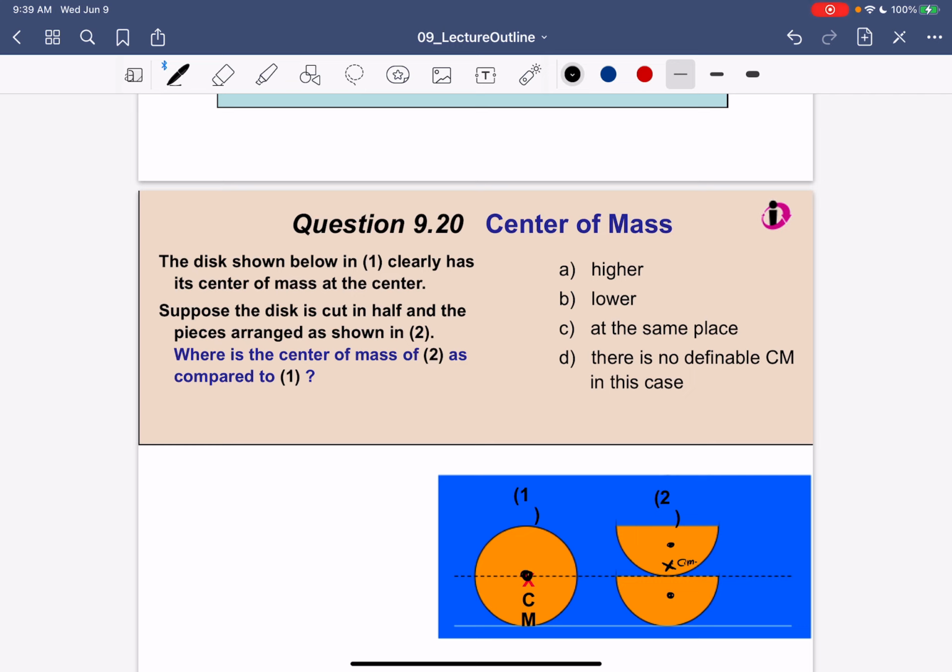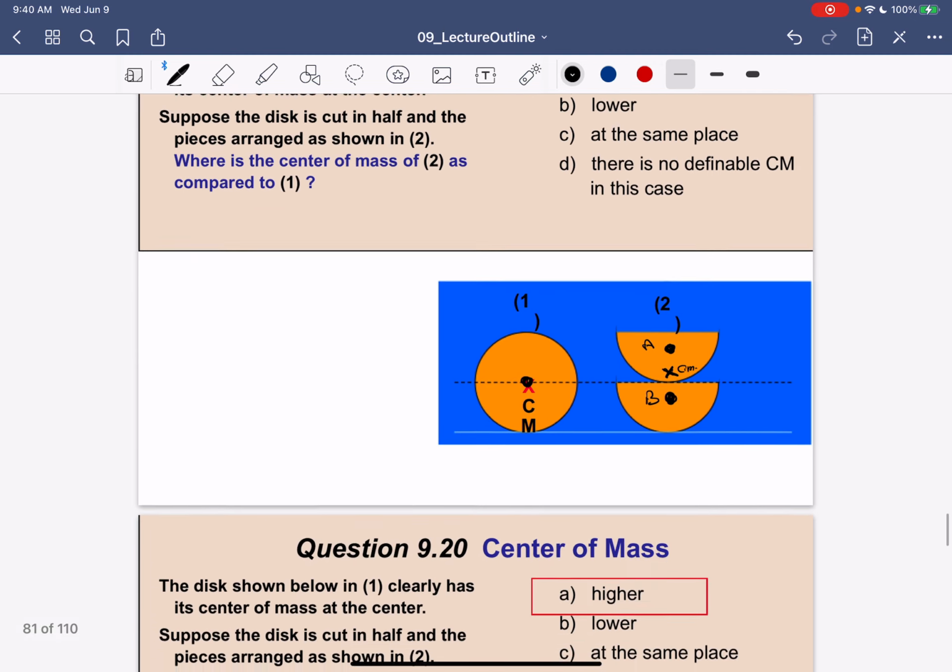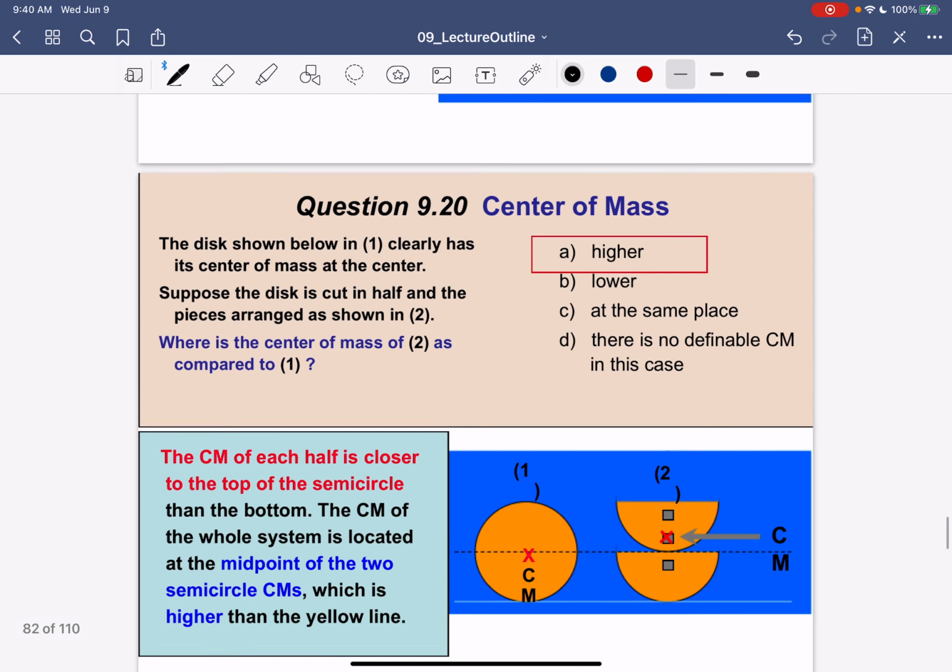Now when we have it as 2 pieces, we have semi-spheres. We're going to find that the center of mass for each one is going to be a little bit above, near the top. And here also it is going to be near the top, and since they are equal, their center of mass is going to be midway between the 2 positions. Let's say this is A and B, and therefore it is going to be higher than the initial one.